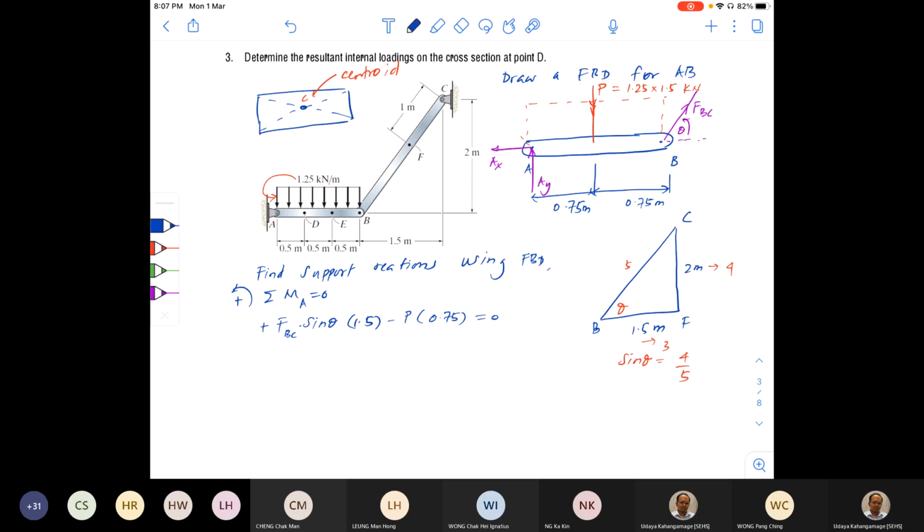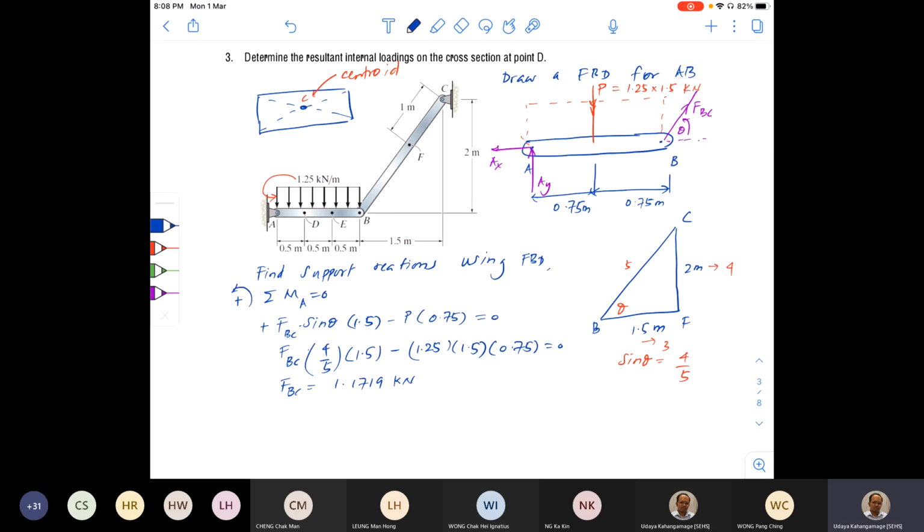Okay. Now I can write this way: FBC into 4 by 5, this is the sine theta, into 1.5, minus P, which is 1.25, into 1.5 into 0.75 equal to 0. Okay, this will tell you the value of FBC. I got this answer, 1.1719 kilonewton. Here's FBC.